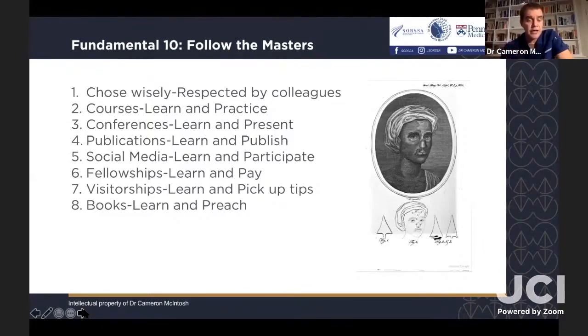A visitorship, you might not be as hands-on, but you can go and you can learn stuff incredibly. I've been so lucky to be around the top guys around the world, to go and visit them and sit right next to them when they operate.